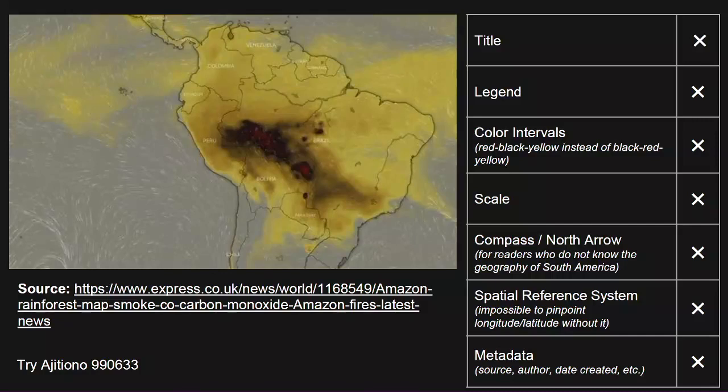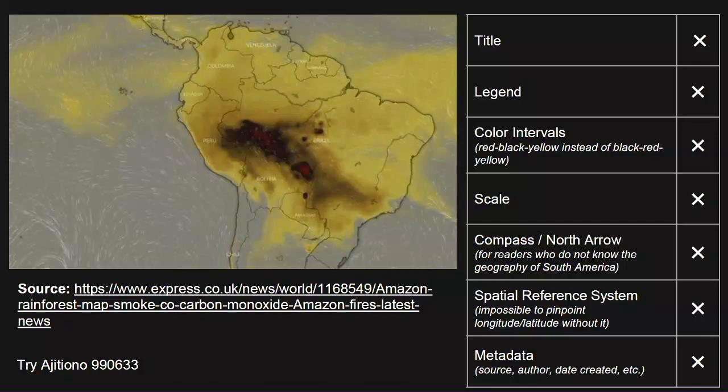Hey guys, I'm going to present my review on an article published by express.co.uk. The article talks about the effect of the wildfire in the Amazon rainforest that causes the level of carbon monoxide to increase in South America. There are a lot of things missing in this map as seen on this slide, but there are 2 points that I want to emphasize in this talk.